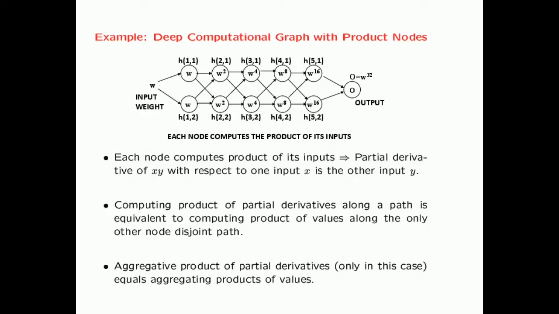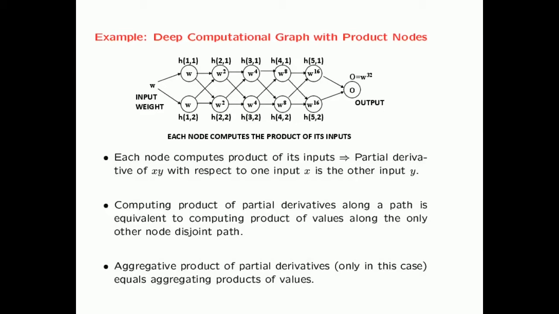But we want to use this algorithm just as a case study to see what happens. Now note that since each node is computing the product of its inputs, the partial derivative of a product xy with respect to one input x is really the other input y. That's actually why I chose this particular kind of function, because it's rather easy to show you what goes on. So computing the product of partial derivatives along a path is equivalent to computing the product of values along the only other node disjoint path.